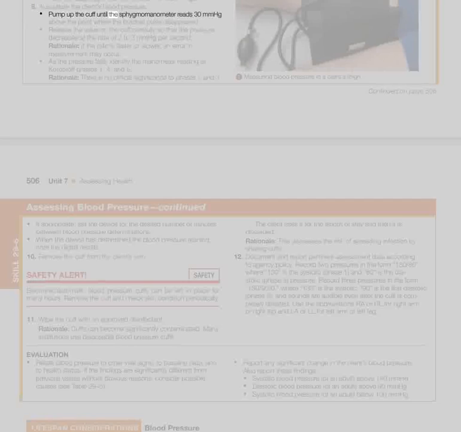Pump up the cuff until the sphygmomanometer reads 30 mmHg above the point where the brachial pulse disappeared. Release the valve on the cuff carefully so that the pressure decreases at the rate of 2 to 3 mmHg per second. Rationale: if the rate is faster or slower, an error in measurement may occur. As the pressure falls, identify the manometer reading at Korotkoff phases 1, 4, and 5. Rationale: there is no clinical significance to phases 2 and 3.